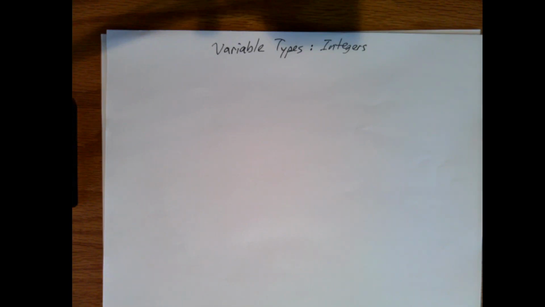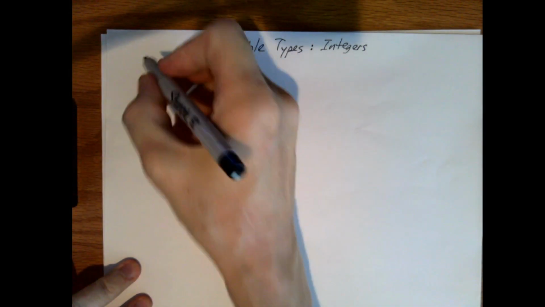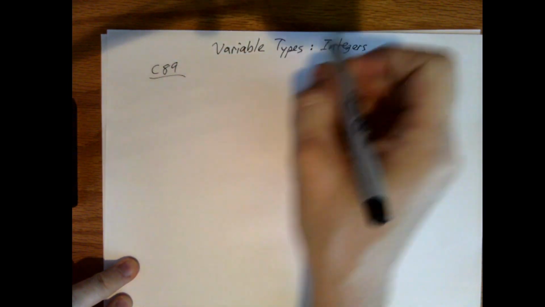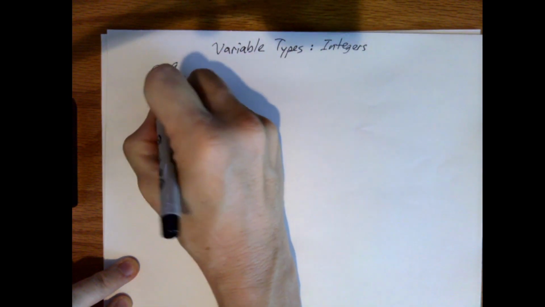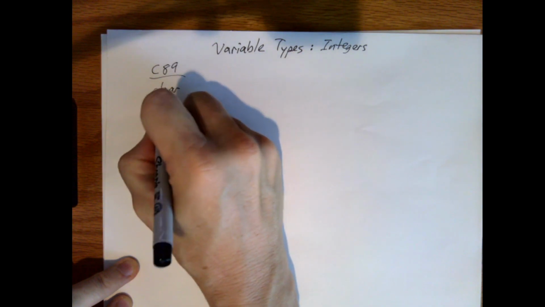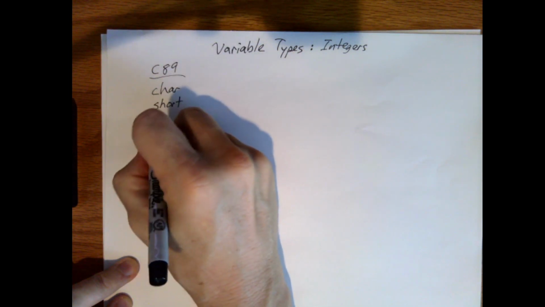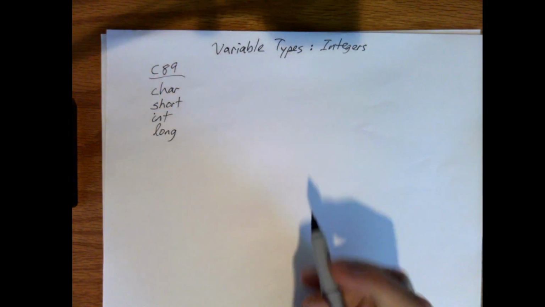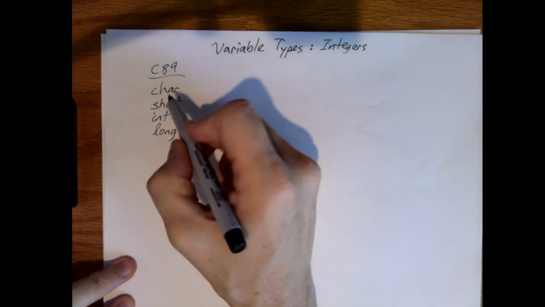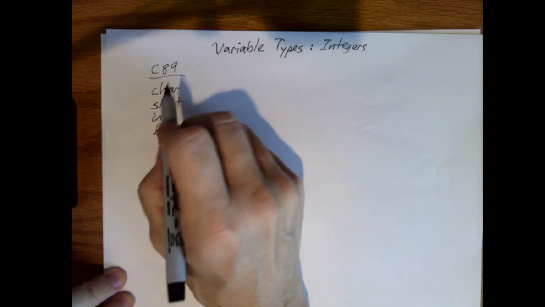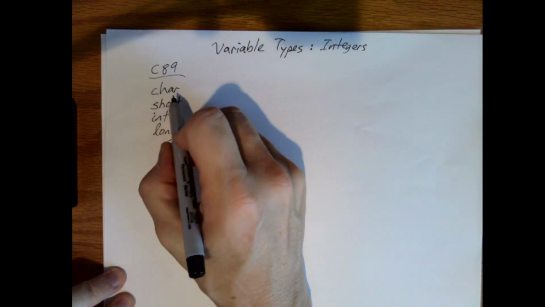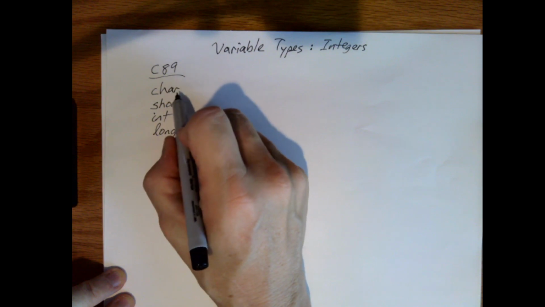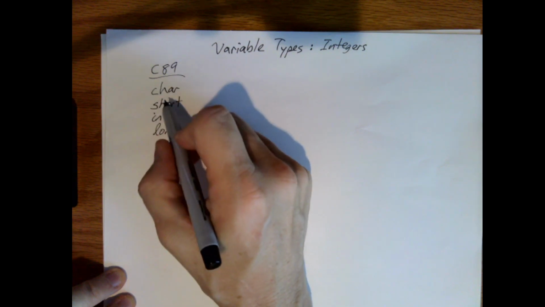Now we're going to talk about variable types in C, specifically integer types. So in C89, the standard supports 4 integer types: a char, a short, an int, and a long. Right? So what's the difference between these? When you make a choice between one of these 4, what you're choosing is how much memory will be devoted to representing numbers of that type.